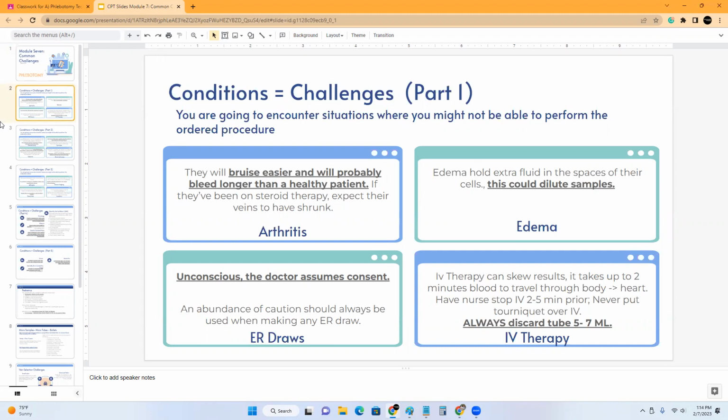Okay. IV therapy can change the results. It takes a full 2 minutes for the blood to travel through the body. So the nurse needs to stop IVs 2 to 5 minutes beforehand and never put a tourniquet over the IV site.